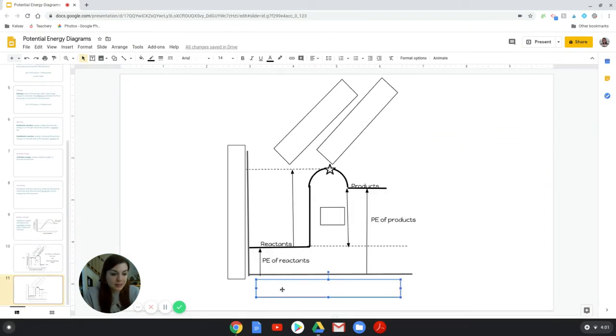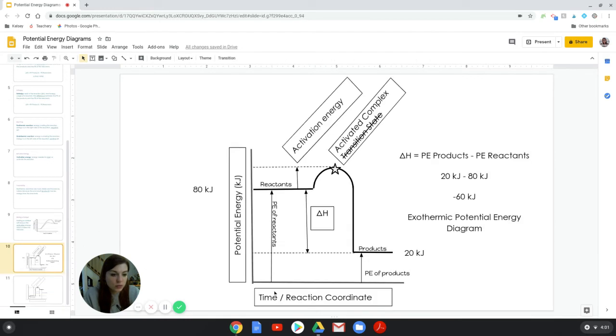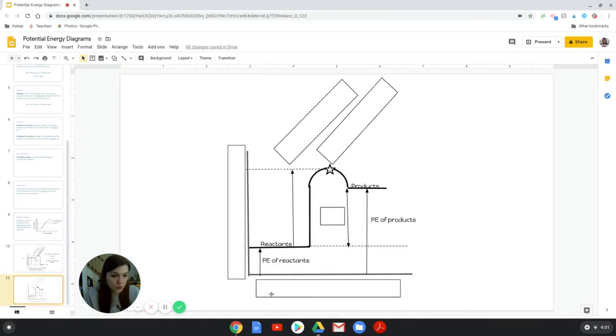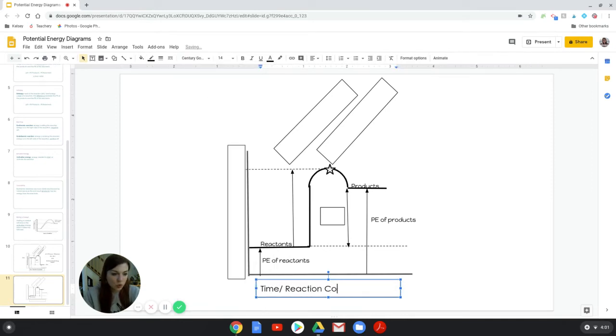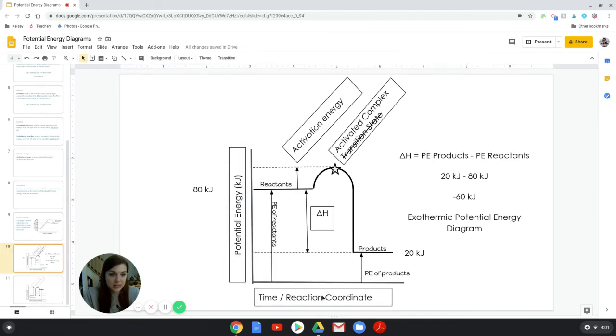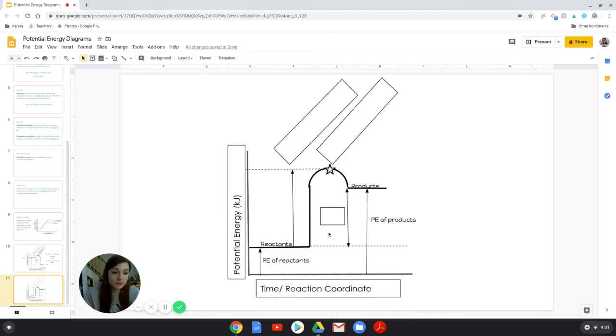So endothermic, still, this is going to represent time, or the reaction coordinate. This will still be the potential energy in kilojoules. Now, you may notice some differences here. My reactants have less energy stored in their bonds than they did on the exothermic graph, which means I need a bigger activation energy to get this to happen.